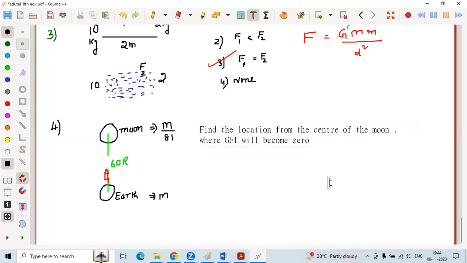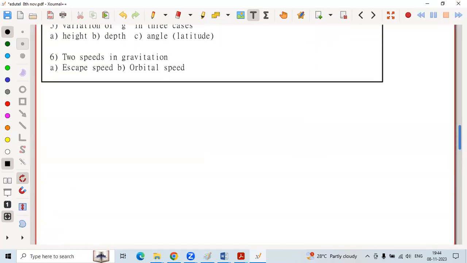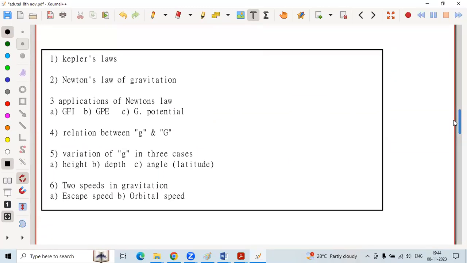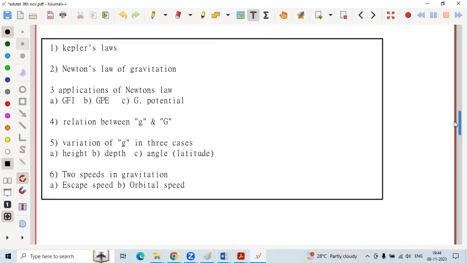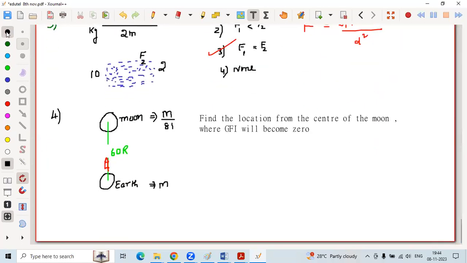I'll give you 2 minutes time. Just think of it. First of all, do you remember what is gravitational field intensity? Yes, sir. Newton's law of gravitation, first application is gravitational field intensity. For your convenience, let me write the formula. Can anyone say the formula? F by m equals G M by d square. Very good.